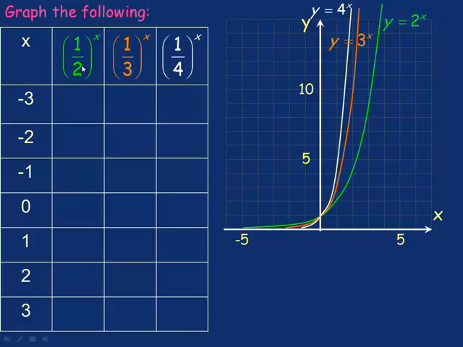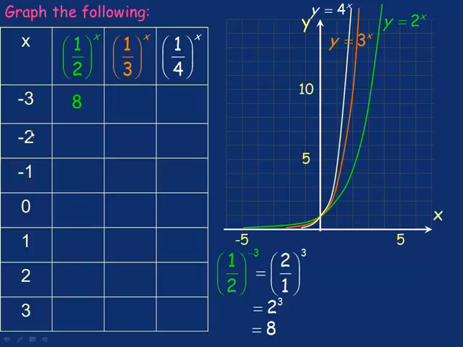for the first one here, when we evaluate a half raised to the power of -3, that's what this says. Now, remember, the negative exponent means the reciprocal. So this is actually equivalent to the reciprocal of a half, which is 2 over 1, raised to the power of +3. So this is really just 2 cubed, which would equal 8. So that first y value would be 8.